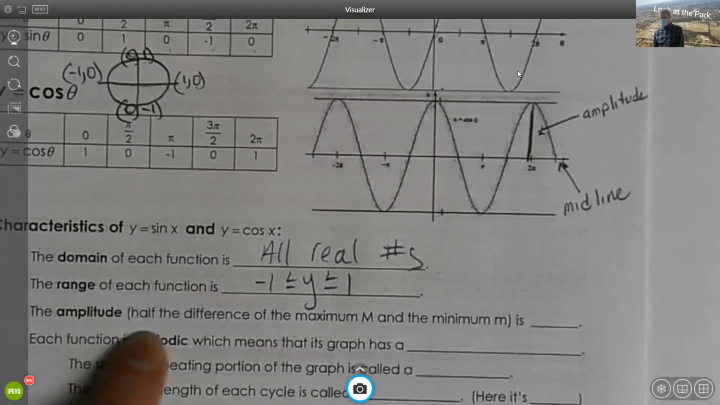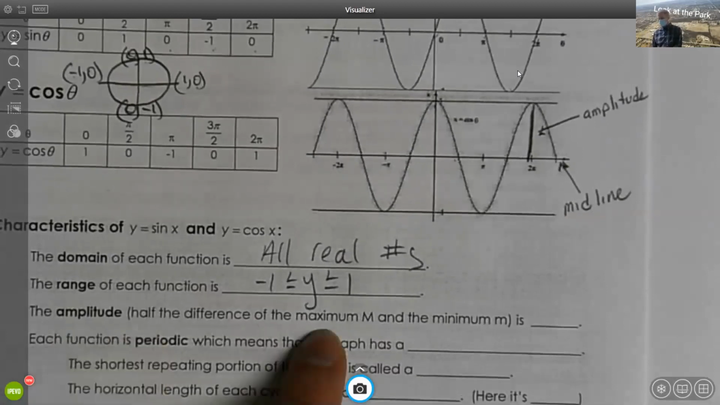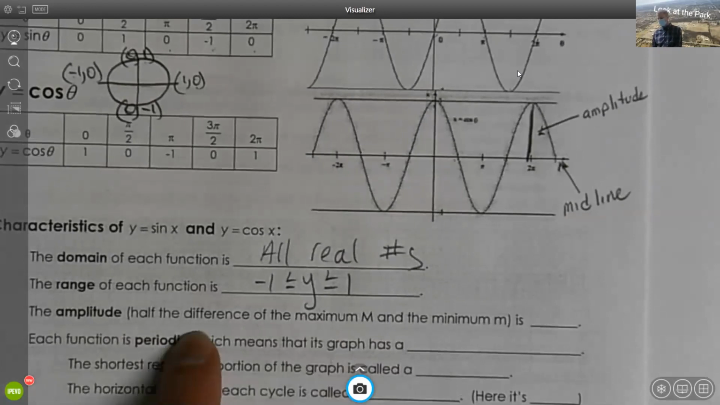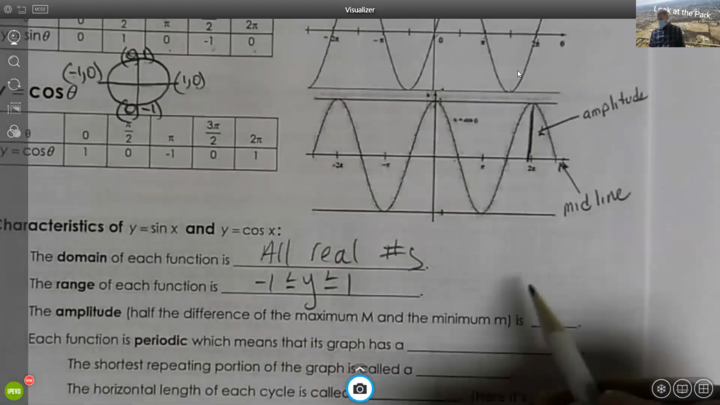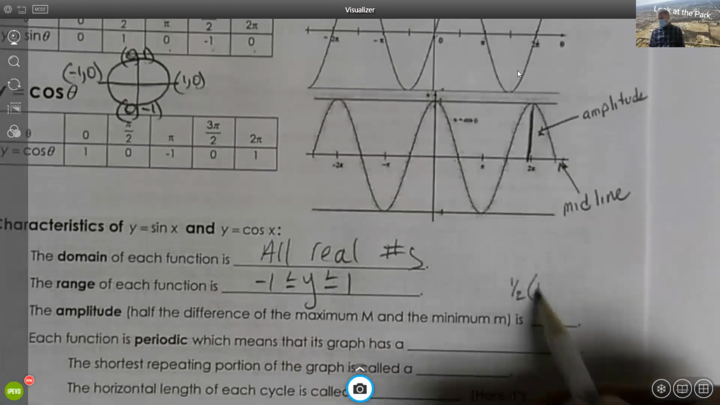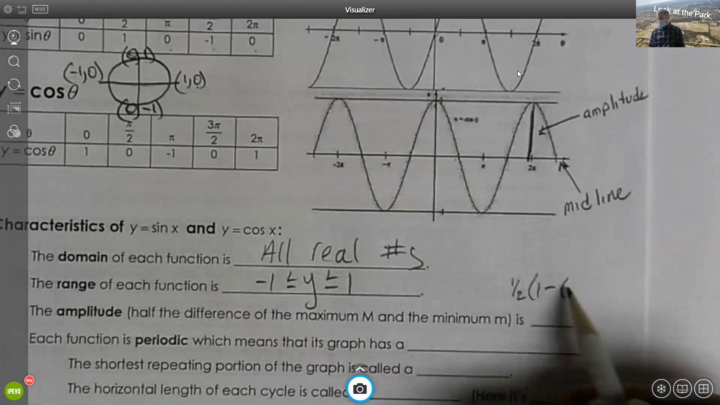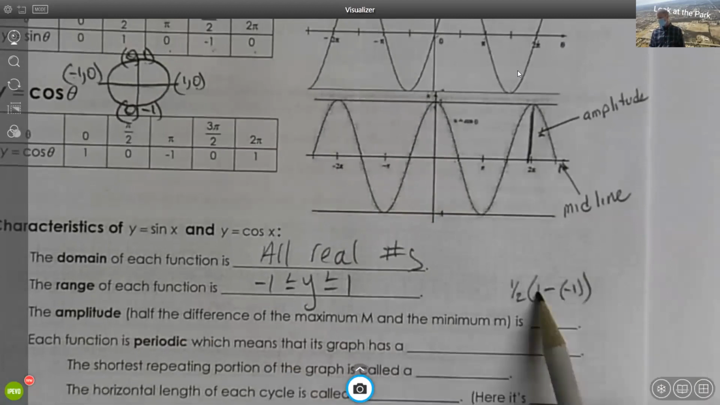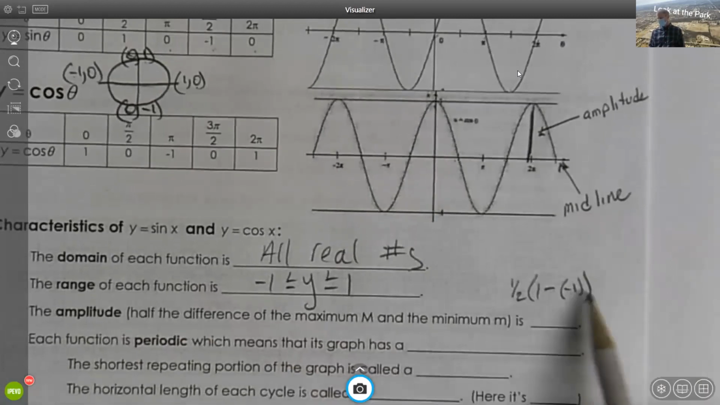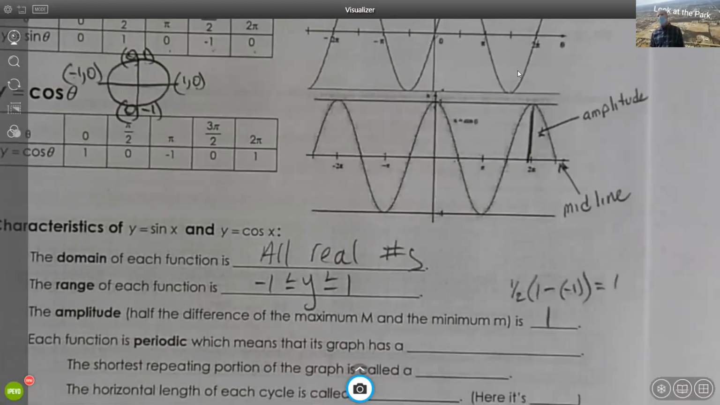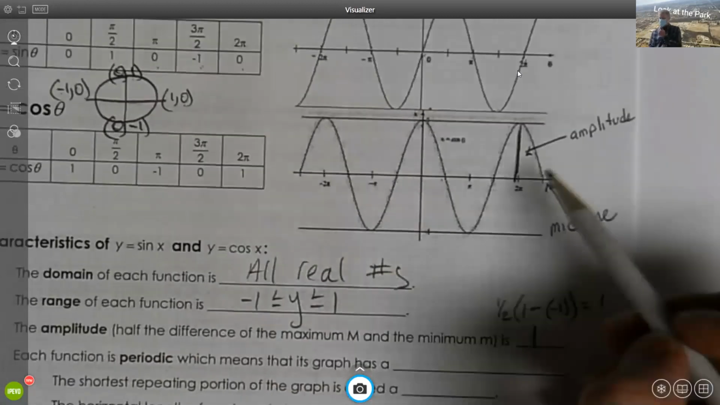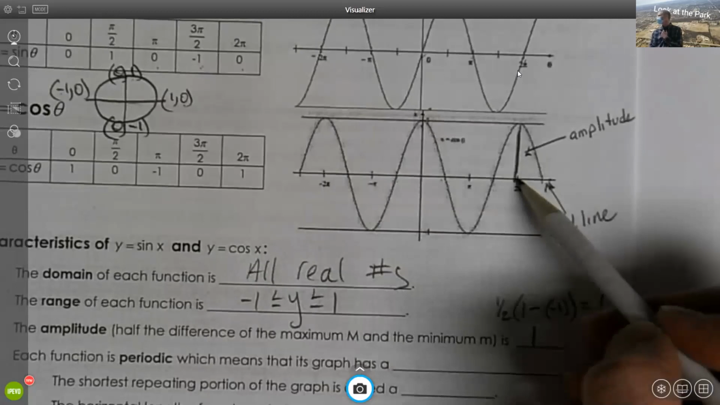Our amplitude is half the distance, or half the difference, of the maximum and the minimum number. So we're going to take half of 1 minus -1. Well, 1 minus a negative is actually 2. So half of 2 is just 1. So our amplitude, as you can see here, goes from 0 up to 1.